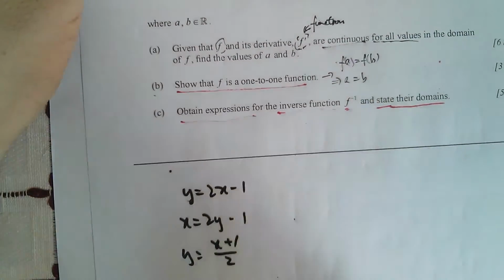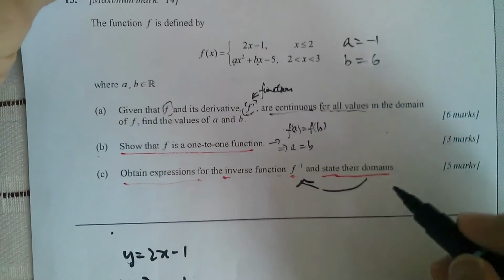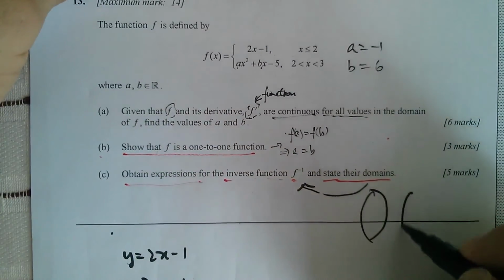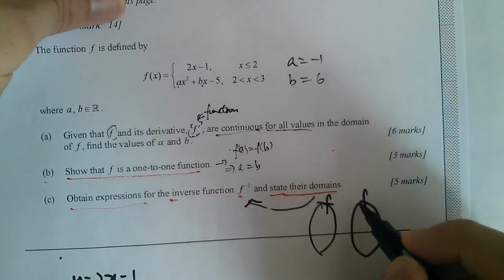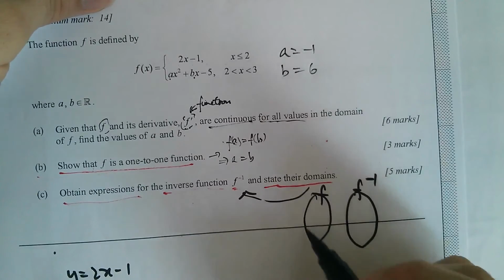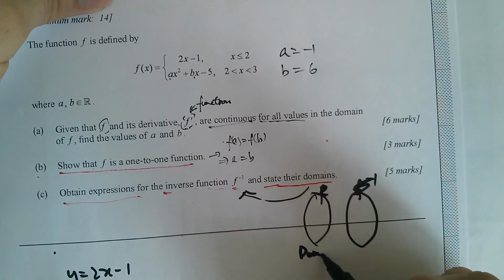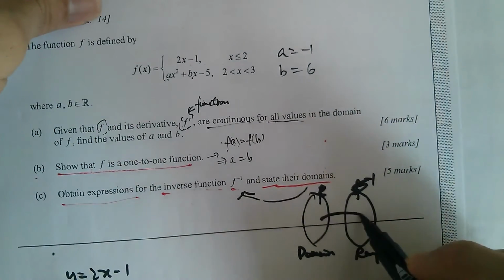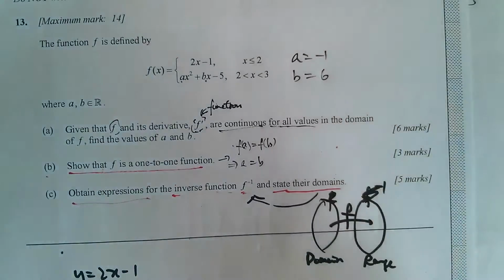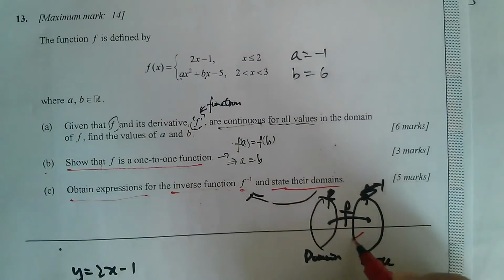But we also need the domain. The domain of the inverse, if you're good at this: so this is the function, this is the inverse. We call this the domain, we call this the range of the original function. But what about the inverse? For the inverse, we go backward.